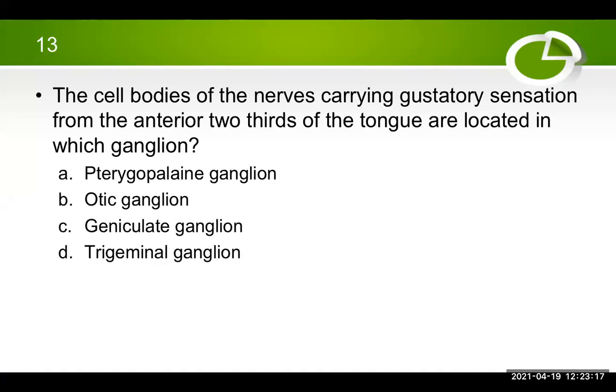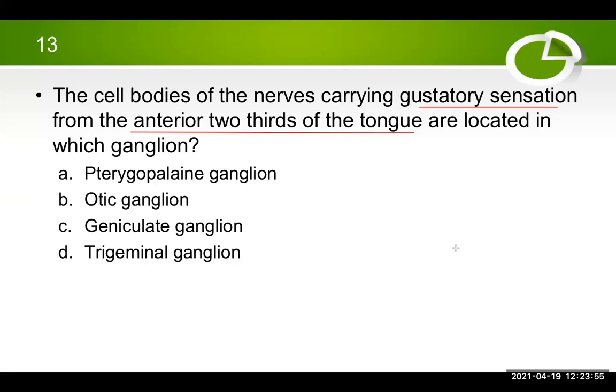The cell bodies of the nerve carrying gustatory sensation from the anterior two-thirds of the tongue are located in which of the following ganglion? Now, this is a bit of anatomical question again. See this gustatory sensation from the anterior two-thirds of the tongue are located in which ganglion? Is it pterygopalatine ganglion? This is palatine. Okay, please correct the spelling. Otic ganglion, geniculate ganglion, or trigeminal ganglion? What is the answer?